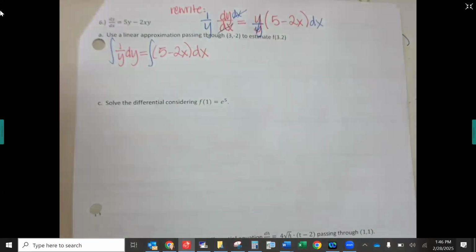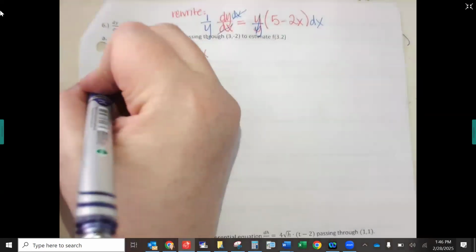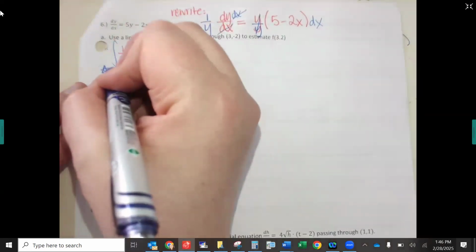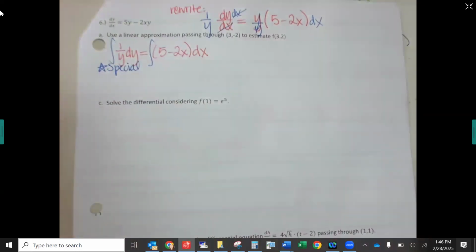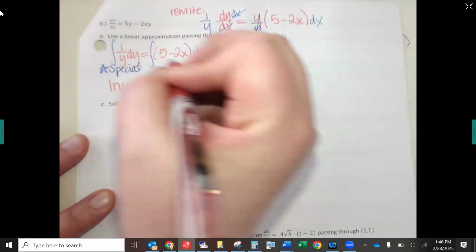And the left side is a special. Do we remember what the integral of 1 over y would be? Same as 1 over x. What's the integral of 1 over x? It's kind of e-ish. Natural log, ln. Very good. Now, if 1 over x goes to ln x, 1 over y will go to ln y. Yeah? So you'll have natural log y equals.